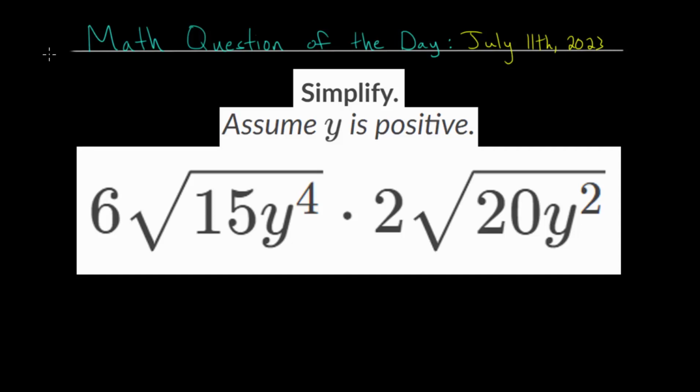In this video, I'd like to talk about the math question of the day for Tuesday, July 11th, 2023. With this problem, we need to simplify these radical expressions while assuming that y is a positive number. Simplifying square root expressions is typically taught in Algebra 1. So at this point, go ahead and pause the video, see if you can work through this on your own. And when you're ready, unpause the video and we can go through this together.